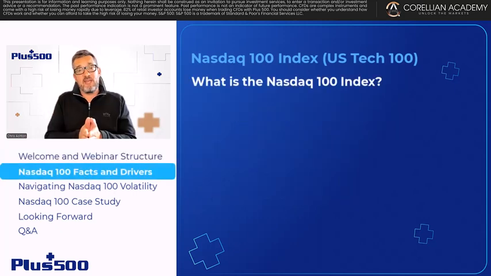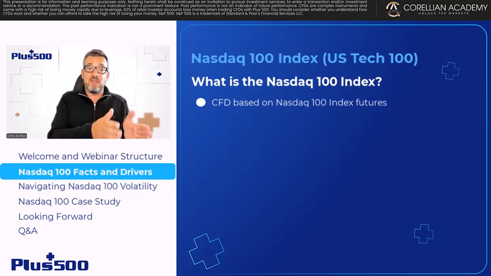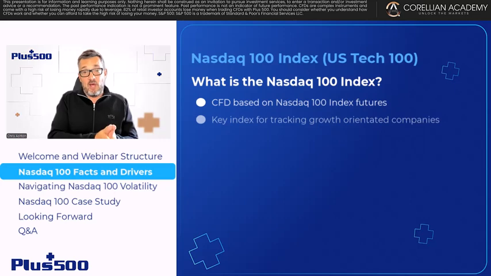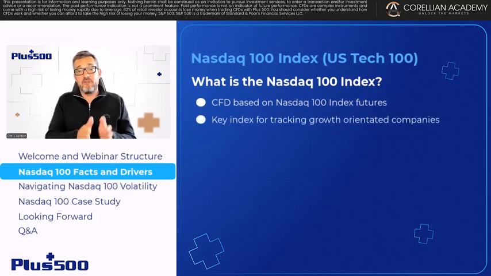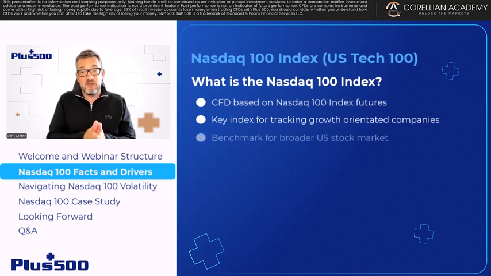So what is the Nasdaq 100 index? The Nasdaq 100 index that you see on your Plus500 platform is a CFD based on the Nasdaq 100 index futures. The Nasdaq 100 is a key index for tracking the performance of major growth-orientated companies, particularly in the technology sector, and it often serves as a benchmark for the broader US stock market.